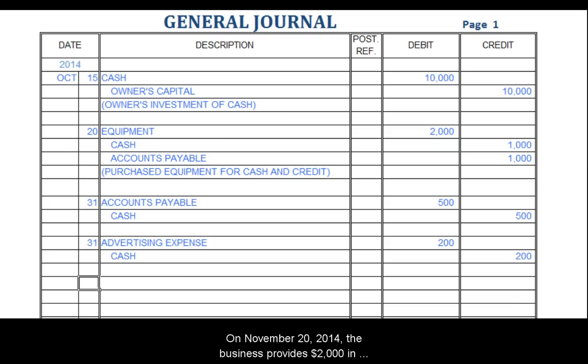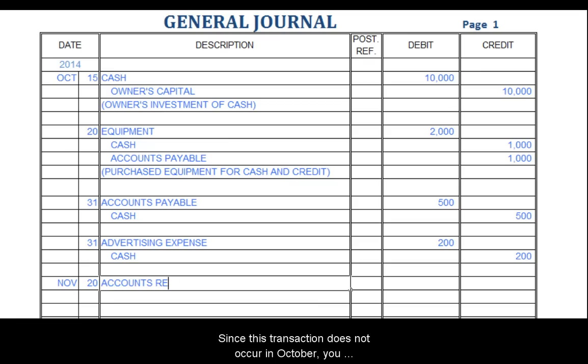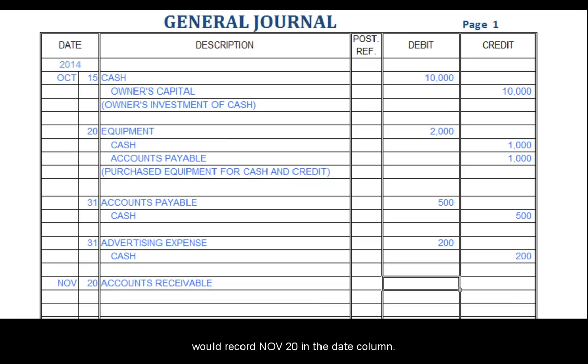On November 20th, 2014, the business provides $2,000 in services to a customer on credit. Since this transaction does not occur in October, you would record November 20th in the date column. Accounts receivable is debited for $2,000 and service revenue is credited for $2,000.